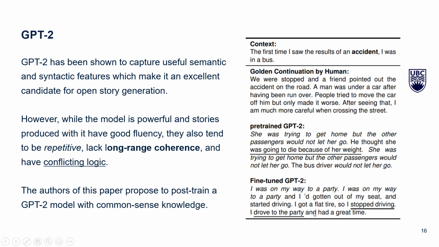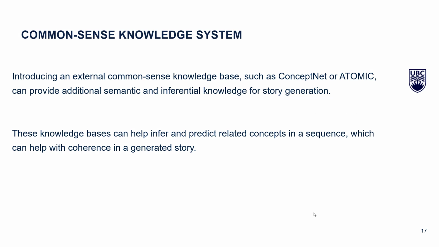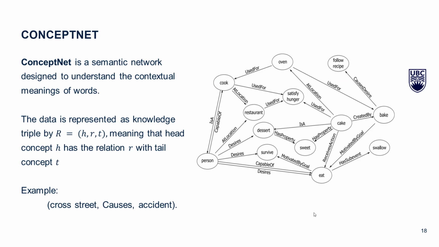So what the authors of this paper propose to do is to post-train a GPT-2 model with common sense knowledge. So what is common sense knowledge? Well, these common sense knowledge systems like ConceptNet or Atomic provide additional semantic and inferential knowledge for story generation. These knowledge bases can help infer and predict related concepts in a sequence, which can help with coherence in a generated story. ConceptNet is a semantic network designed to understand the contextual meaning of words.